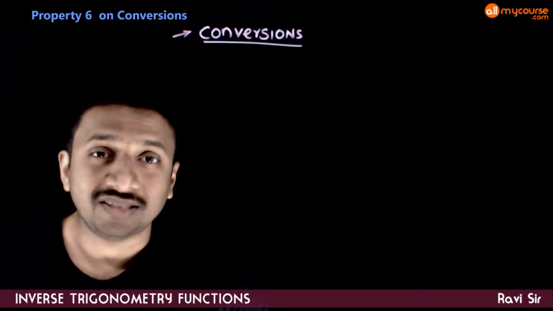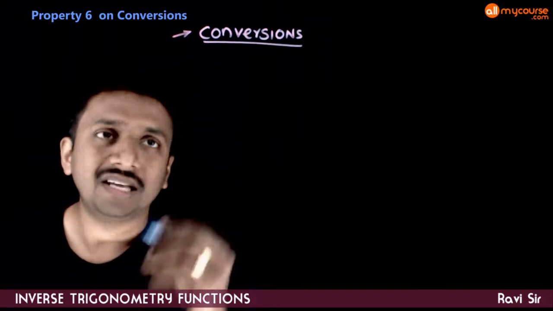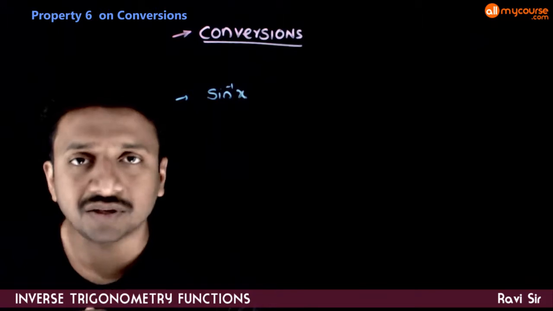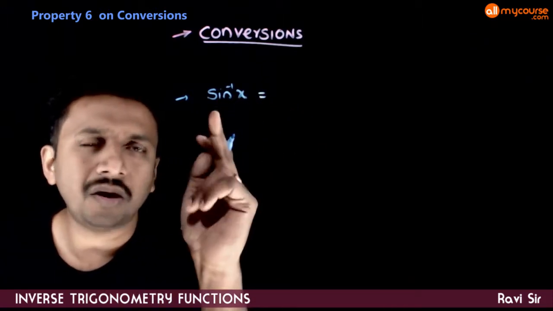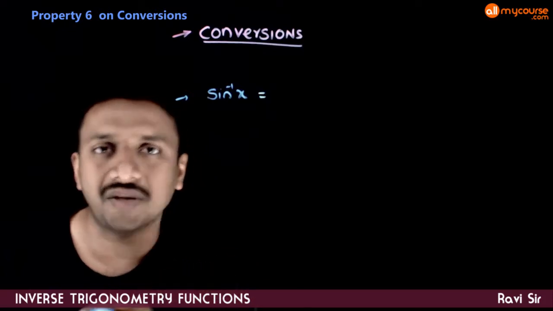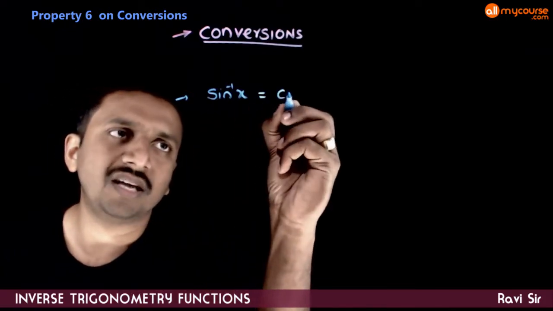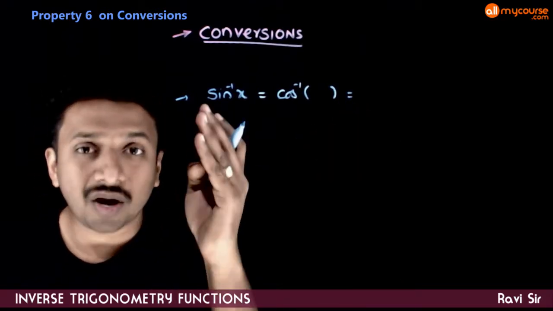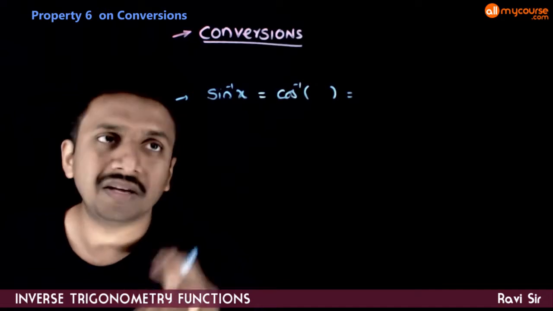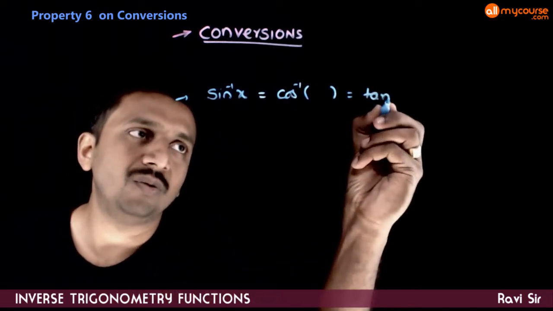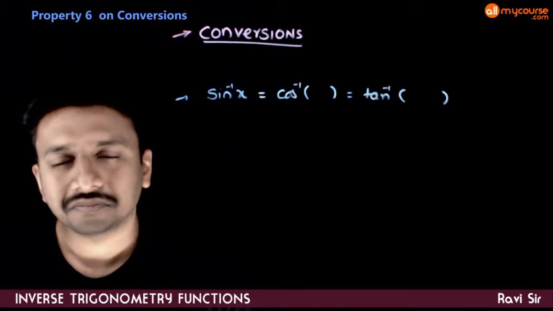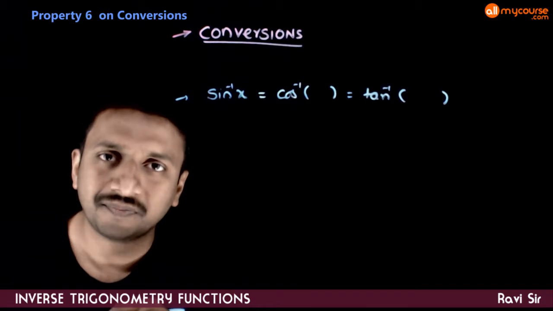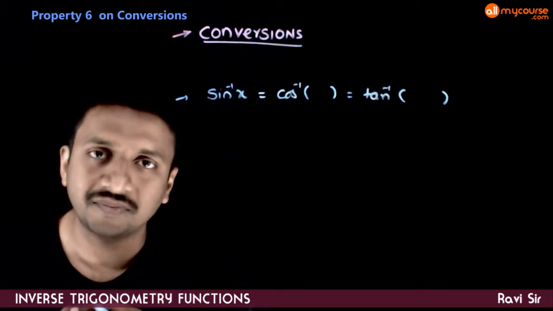The next property is about conversions. If you have something like sine inverse of x, and you want to convert this into cos inverse of something. So sine inverse of x is equal to cos inverse of what? Or if you want to convert sine inverse into tan inverse. So sine inverse of something is equal to tan inverse of what? Similarly, secant inverse of what? Cosecant inverse of what? Cot inverse of what? So this is what we are trying to understand.